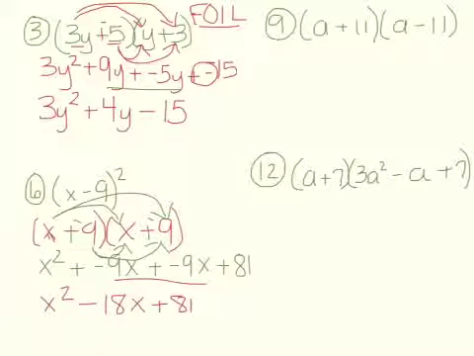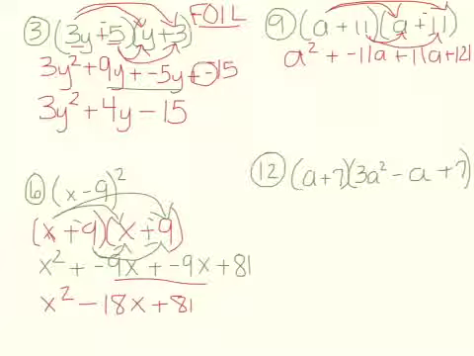Next I'll do number 9. And again, I'm just going to use the distributive property twice here. So I'll do a times a. Let's go ahead and make our minus a plus negative. And then a times negative 11. a times a is a squared, and a times negative 11 is negative 11a. Now I'll distribute with this positive 11. And 11 times a is 11a, and 11 times negative 11 is negative 121. So I've got a squared plus negative 11a plus positive 11a plus negative 121.